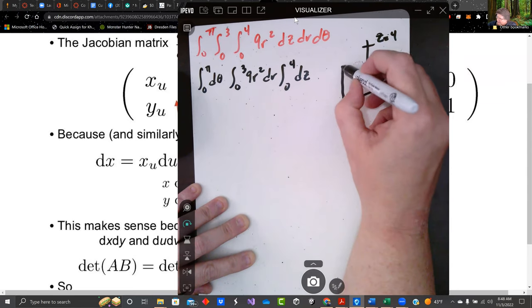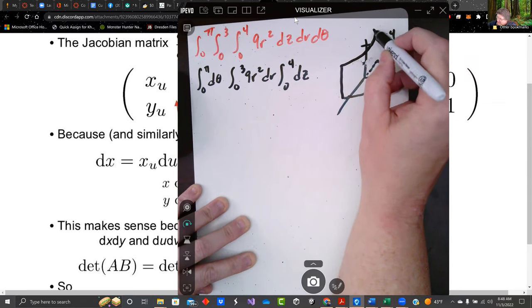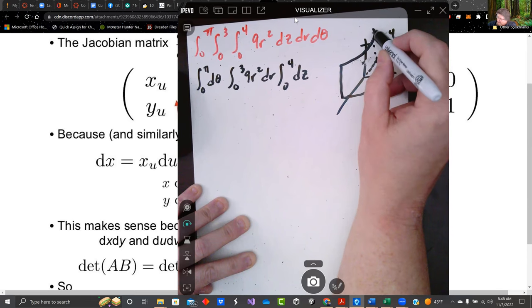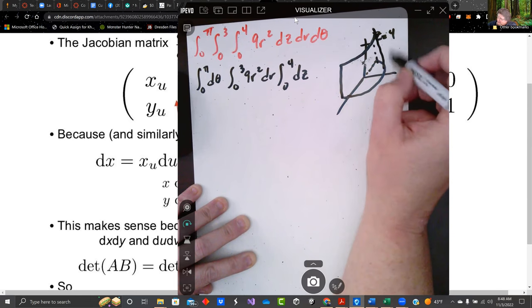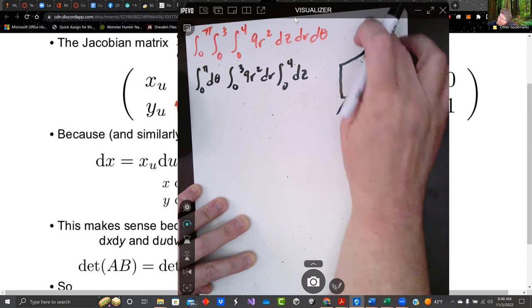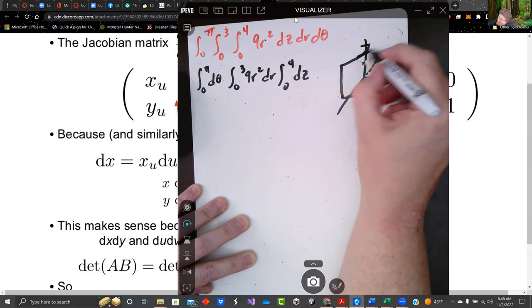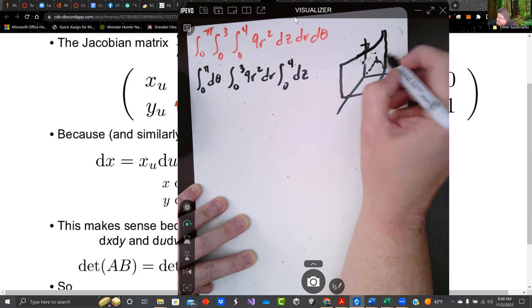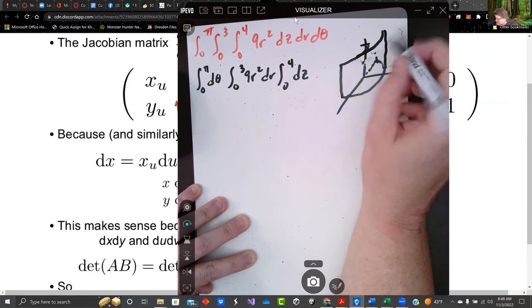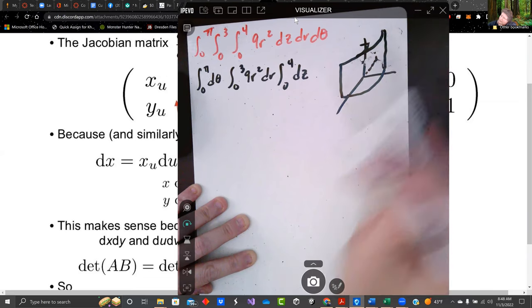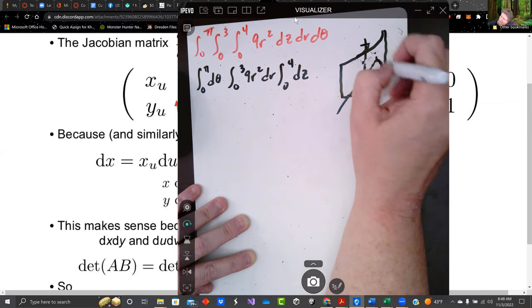And so we've got this half of a cylinder. I don't know that it made this look very well. There we go, that looks a little bit better. And that's sweeping around all the way back.